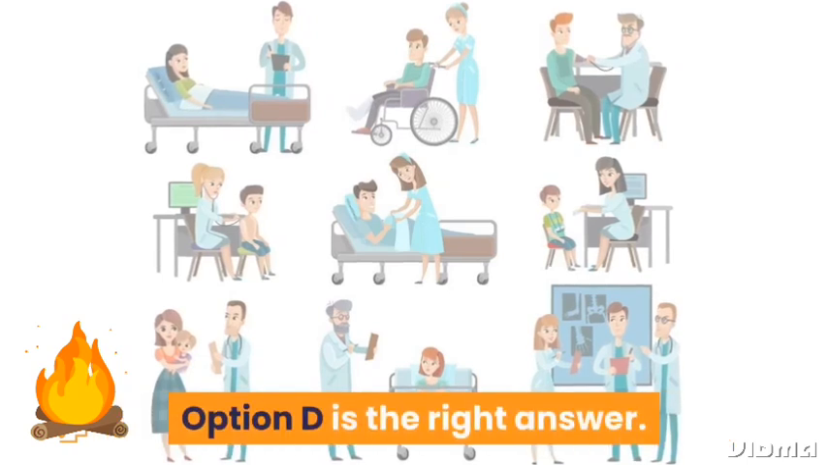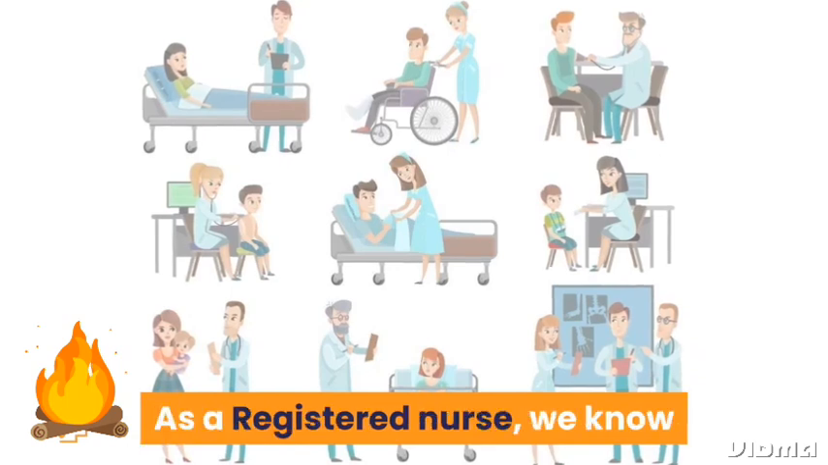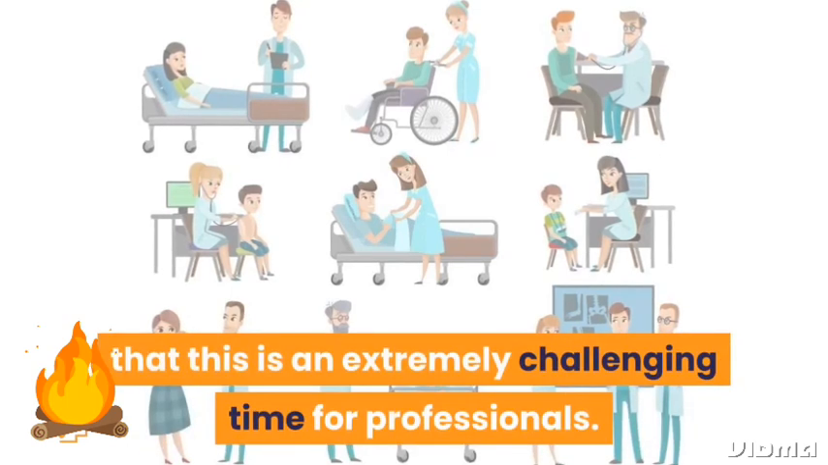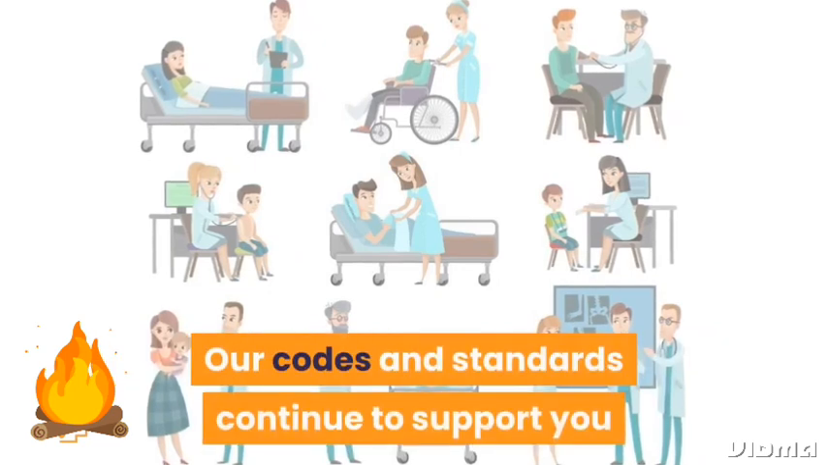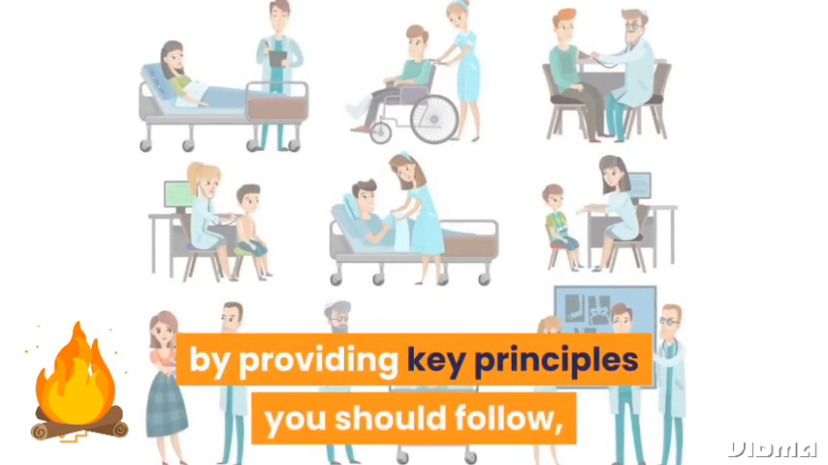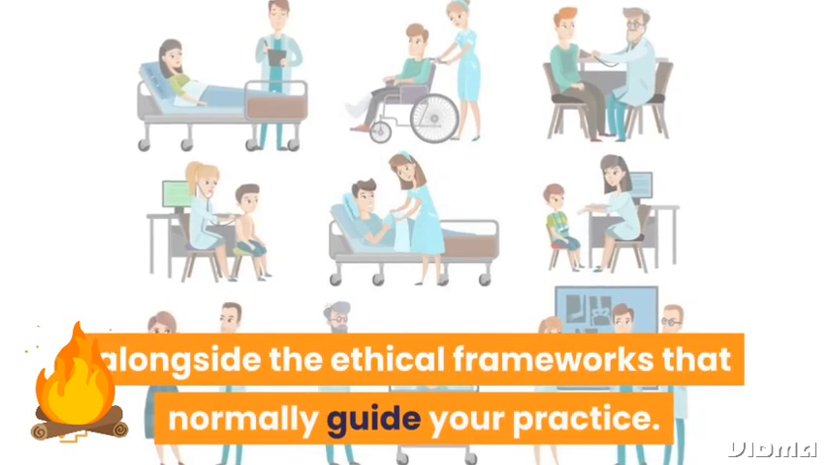Option D is the right answer, fixed penalty for speeding. As a registered nurse, we know that this is an extremely challenging time for professionals. Our codes and standards continue to support you by providing key principles you should follow, alongside the ethical frameworks that normally guide your practice.